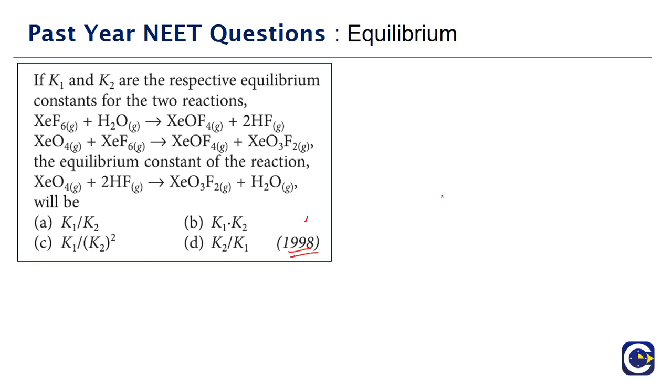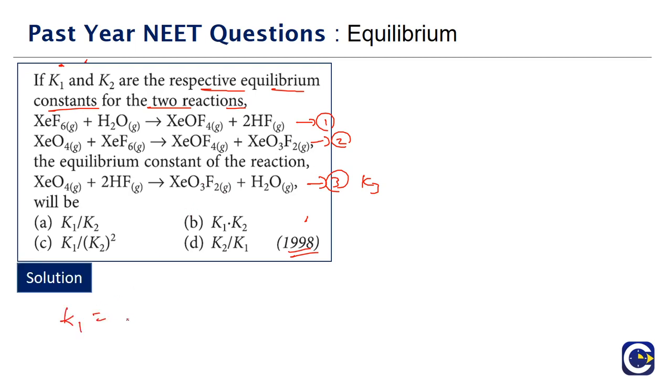Next we have a question straight based on the equilibrium constant formula. This is a question that has come in the year 1998. If K1 and K2 are the respective equilibrium constants for the following reactions. So they are giving us two reactions. So reaction 1 equilibrium constant is what? K1. Reaction 2 equilibrium constant is what? K2. Then the equilibrium constant of the reaction, they are giving a third reaction. Let's call it, say for example, K3. So we have to find what is the value of K3 in terms of K1 and K2. So how are we going to solve this?